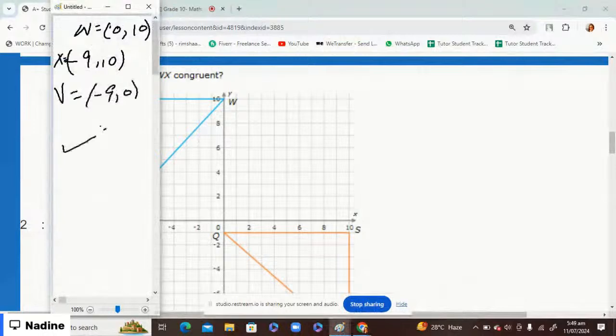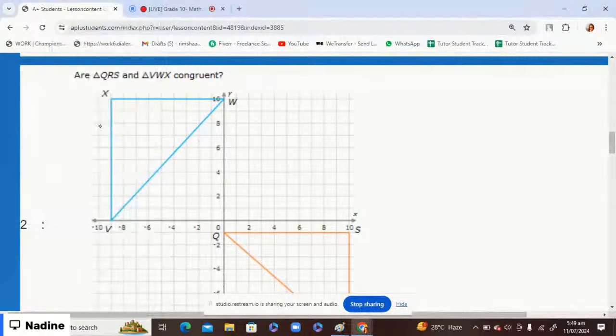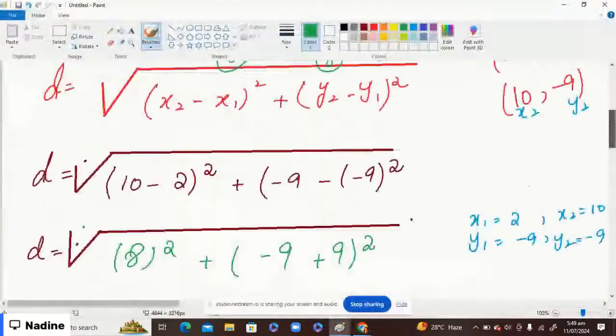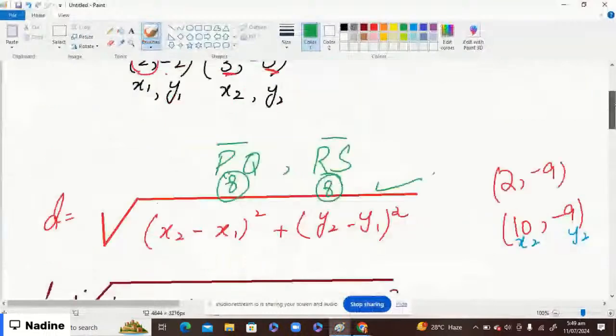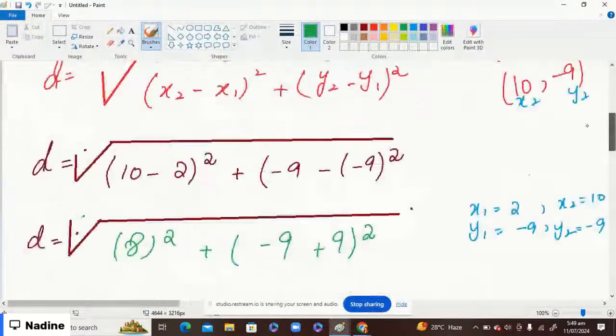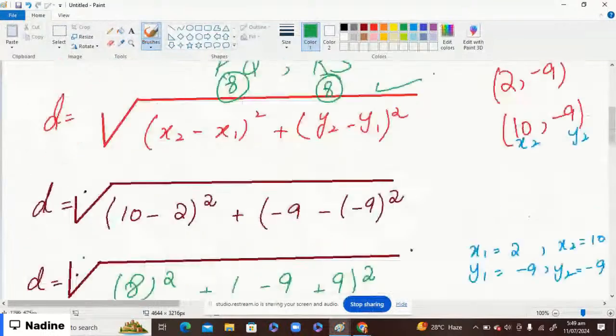Now it's all up to you. First of all, take the first side q and s, and then take side x and w. First find out one side by using this formula, and then find out the other side by using the same formula, and then just compare. If both answers are the same, you can say that these both are congruent. If both are not the same, you can say that these are not congruent, or these are not equal triangles. Understand? Hope you guys understand this lesson.